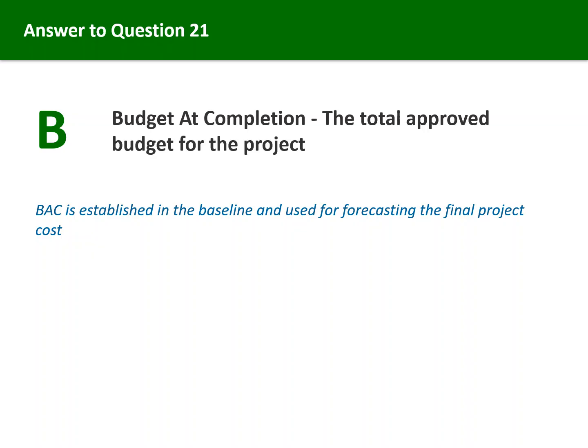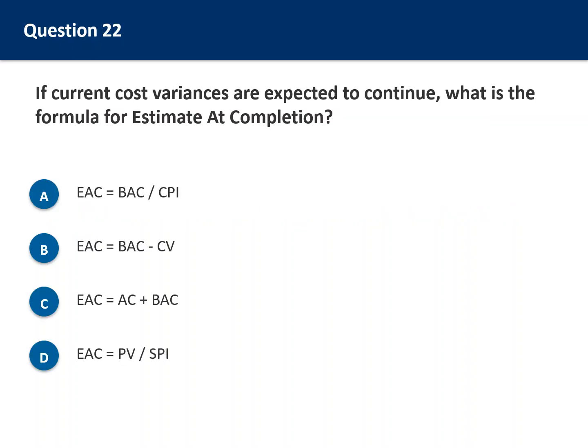BAC represents the total approved budget for the project. It is established when the project baseline is approved and represents what the project should cost if everything goes according to plan. BAC is used in forecasting formulas to predict the final cost of the project based on current performance trends.